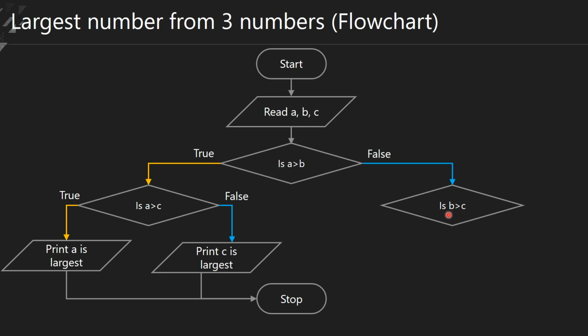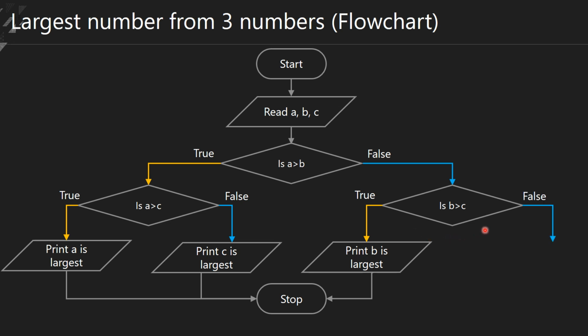B has to be tested with C. If B is greater than C, true, then it will go and print B as the largest and stop. If at all it is false, then C will be the largest, then it will stop. Look at that, how big it is.